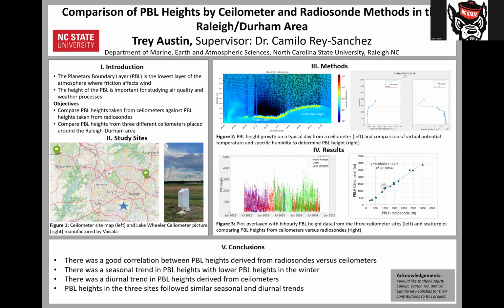Now, the conclusions, we found that there is a very good correlation between the PBL heights derived from radiosondes versus ceilometers, which is what we just went over with this graph. And there was a seasonal trend in PBL heights with lower PBL heights in the winter. As you can see here, it goes down in the winter and then goes back up in the summer and then goes down again. And there's also a diurnal trend in PBL heights derived from ceilometers because PBL heights tend to grow throughout the day and start on the lower end.